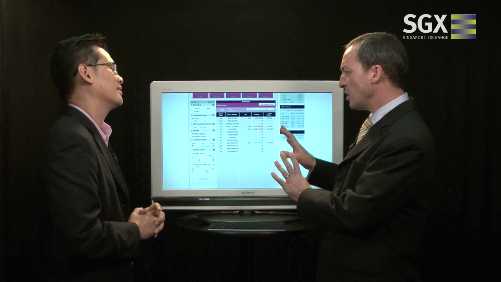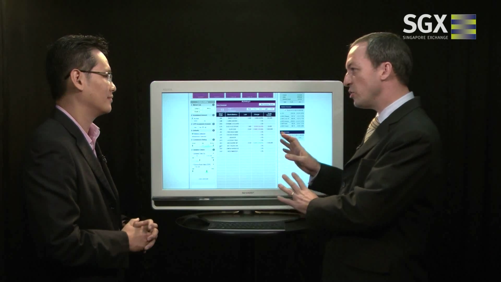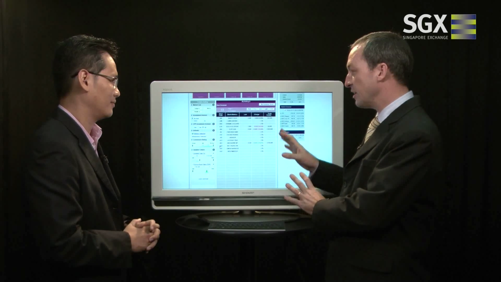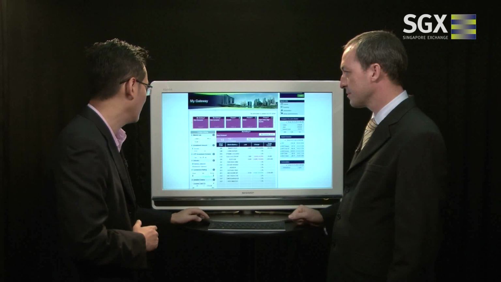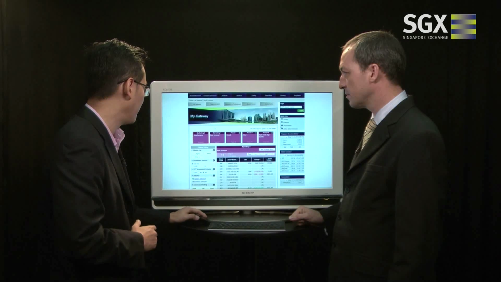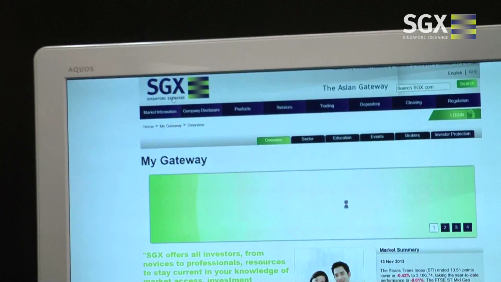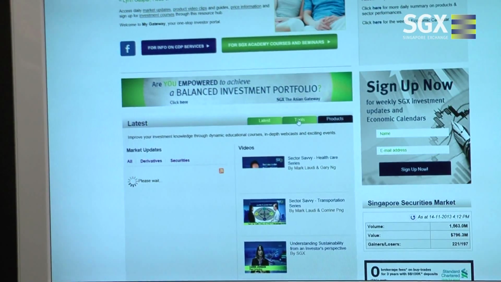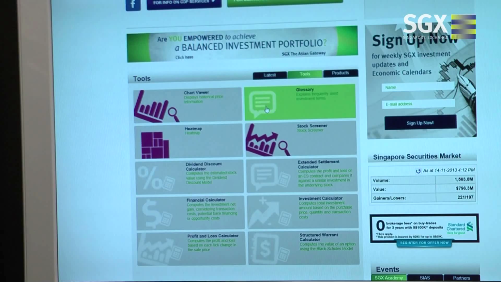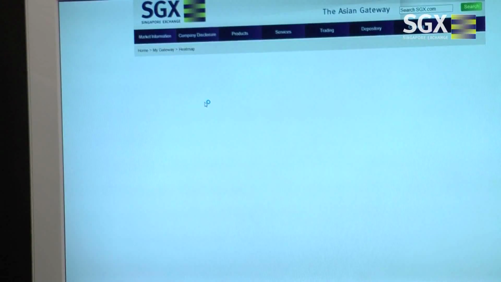So let's say you've gone through and picked the stocks using the stock screener. What then do you do with the heat map, which shows how the stocks have been performing? Can you just take us through that? Sure, definitely. If I can just bring back to the heat map, again, you can go to the My Gateway homepage. Scroll down, click on Tools. This is where you get to go to the heat map.